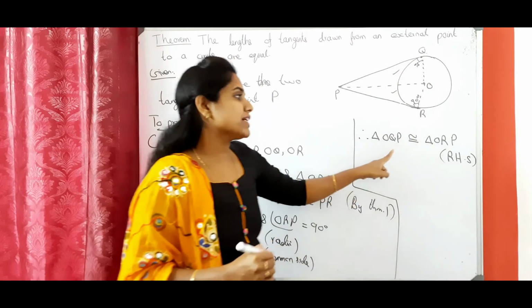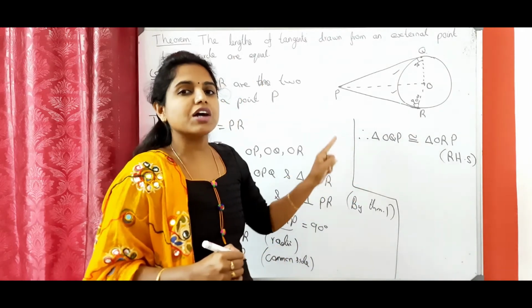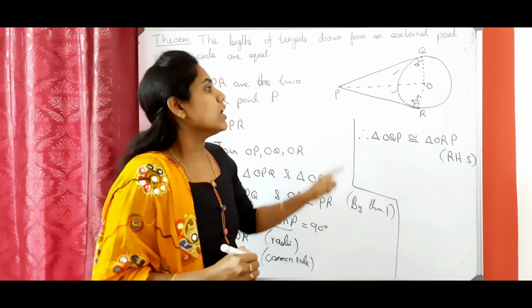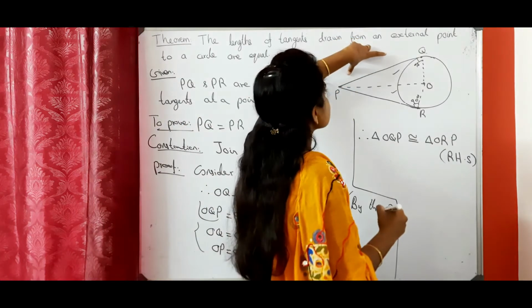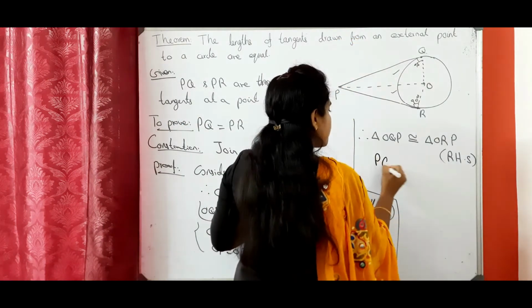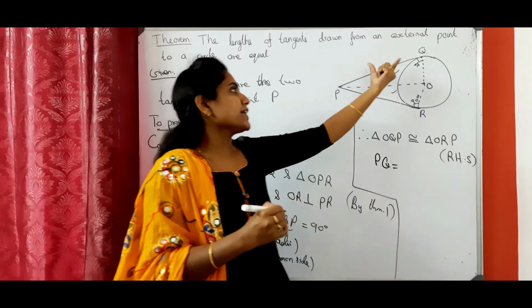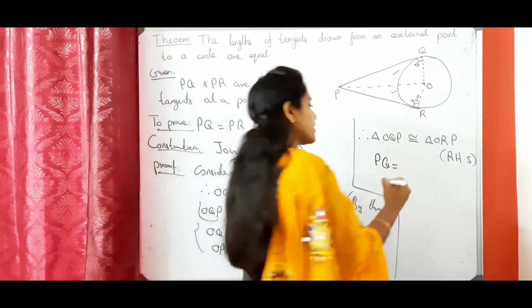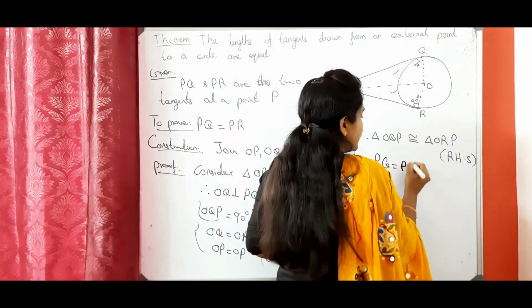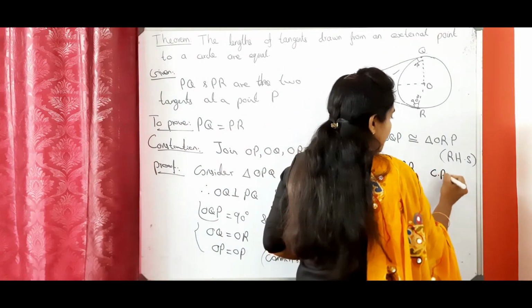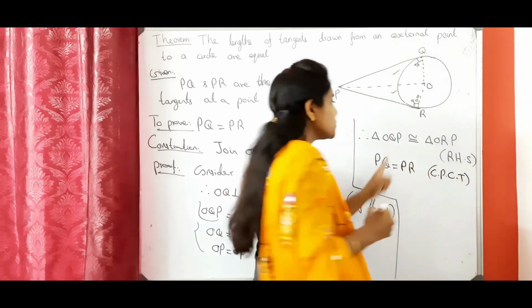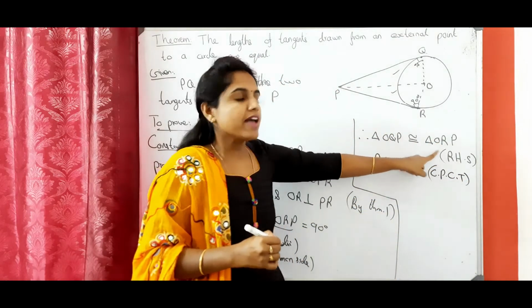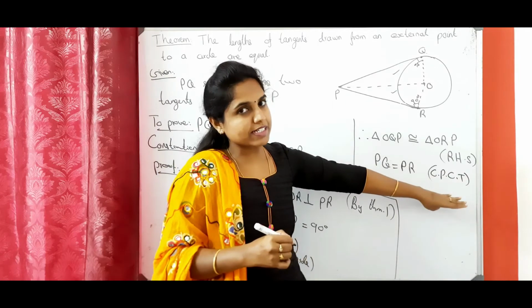Congruent means what can we say? Corresponding parts of congruent triangles are equal. What is the corresponding side of PQ? PR is the corresponding side, right? So we can write PQ equals PR. The reason is corresponding parts of congruent triangles. If two triangles are congruent, their corresponding parts are equal.